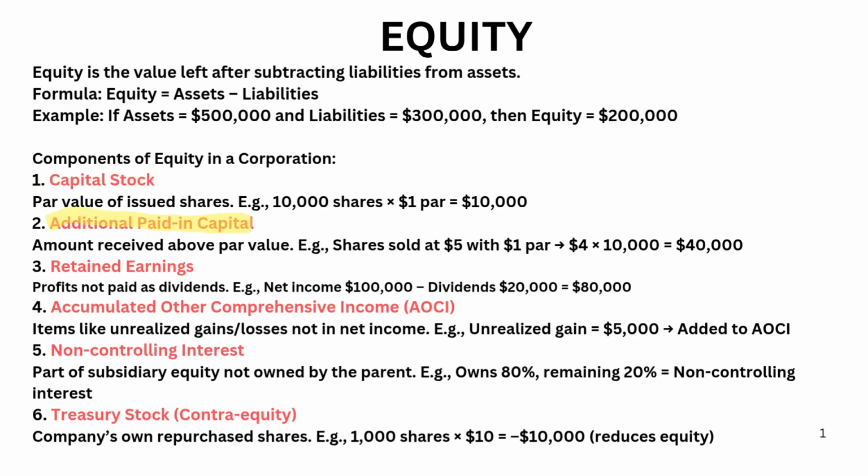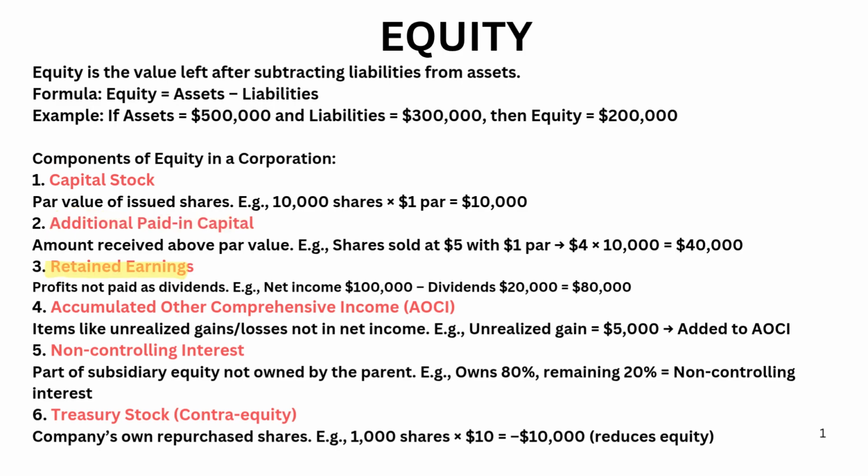2. Additional paid-in capital, APIC. This is the amount investors paid above the par value. Example: if those same 10,000 shares were sold at $5 each, that's $4 extra per share, $40,000 in APIC. So equity grows not just from issuing shares, but from what people are willing to pay for them.